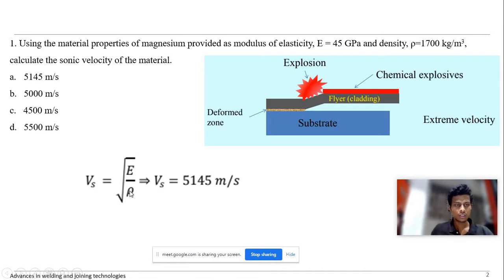So the answer is A. E is 45 into gigapascal, and giga means 10 power 9. 45 into 10 power 9 divided by 1700. If you take the square root of that, we'll get 5145 as the sonic velocity.